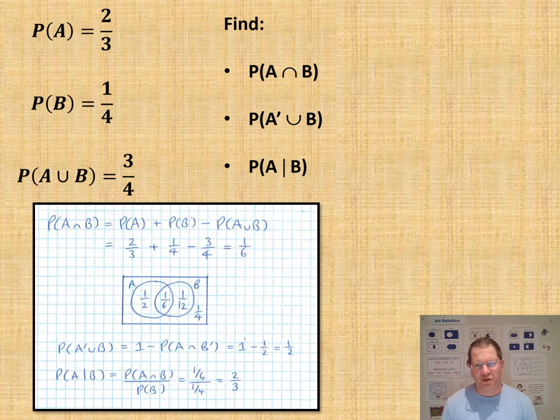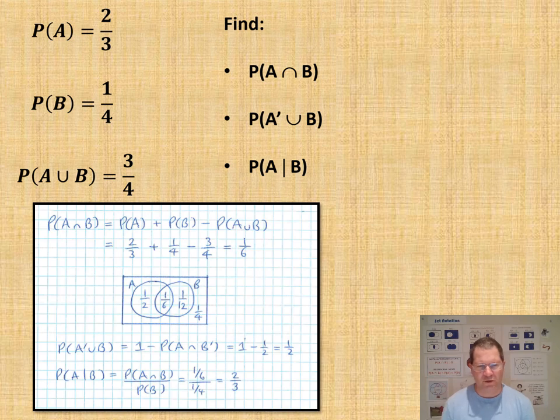For the second part of the question, the union of not A and B, that is 3 regions. It's the 2 regions that aren't in A, which is the half and the quarter, as well as the region that's also in B, which is the sixth. You could add those all together and get a half.